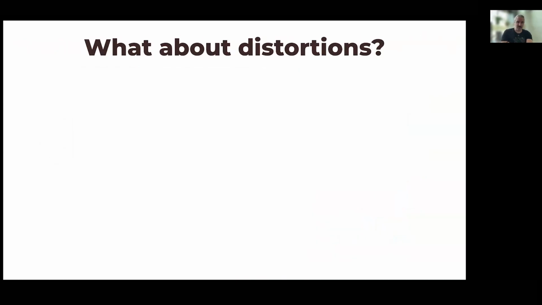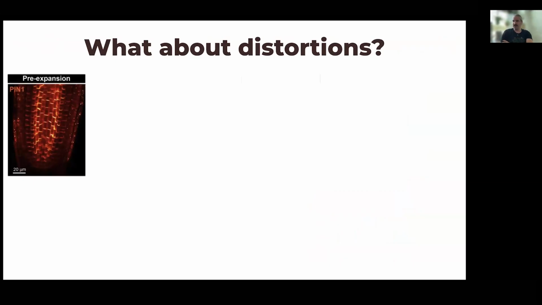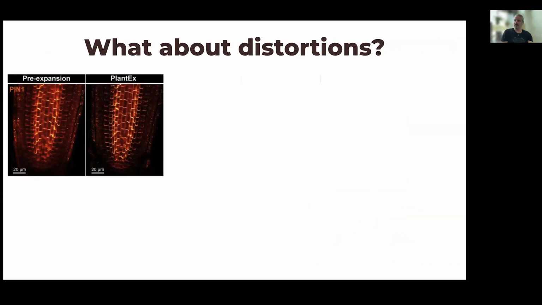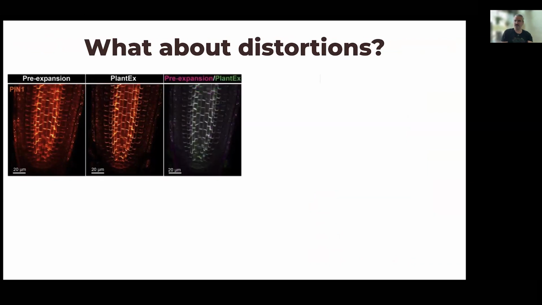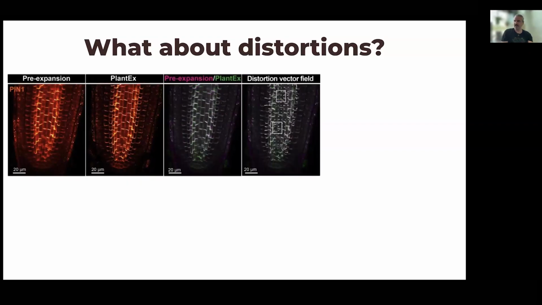And what about distortions, though? We are expanding the sample. Can anything happen to it? Could there be any effects that we are introducing? Well, we looked at this very carefully using immunostaining for PIN1, a protein at the membrane of these cells. We looked at it before expansion and after expansion. Then we overlaid the two. So in magenta, you see the pre-expansion, in green, the post-expansion image. And then we determined, are there any distortions?